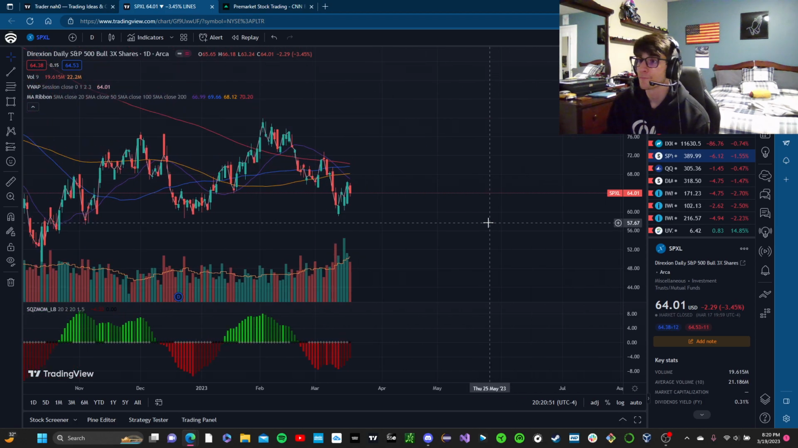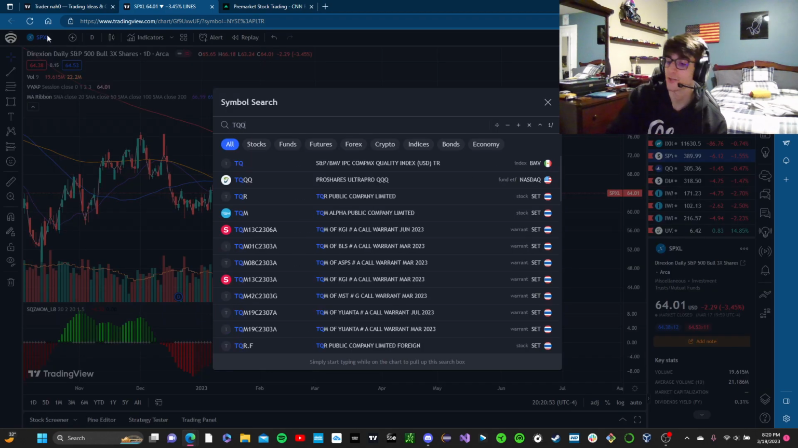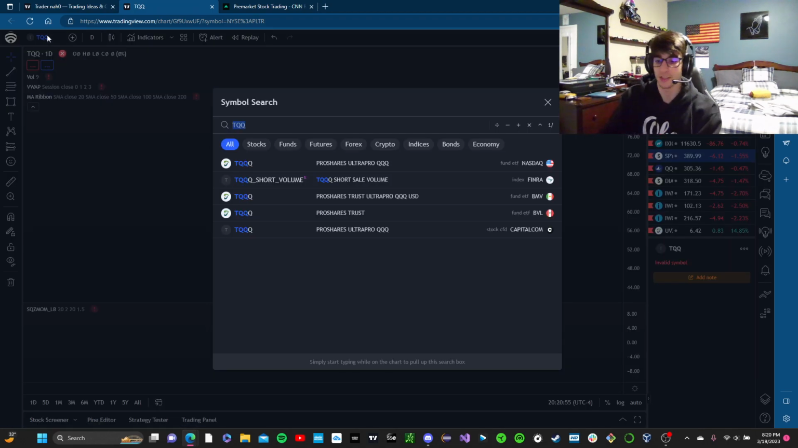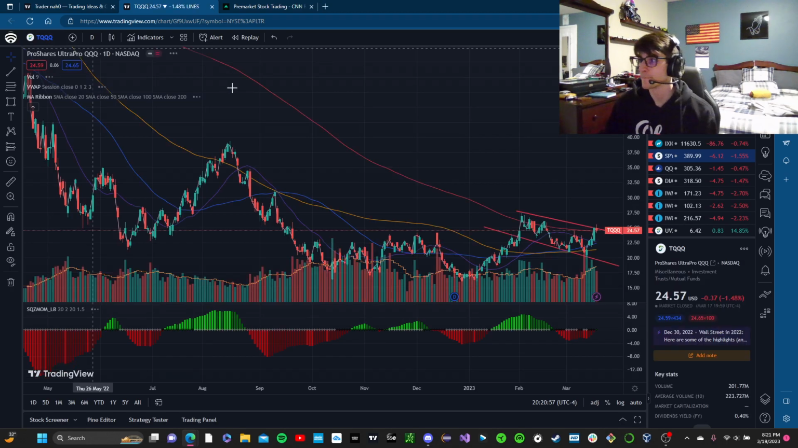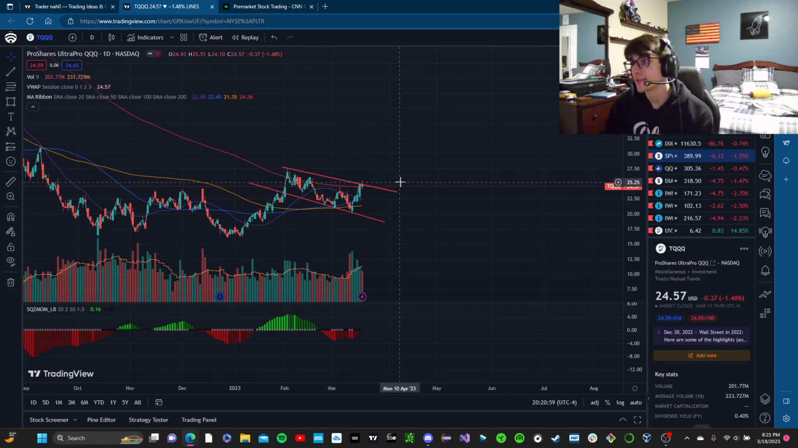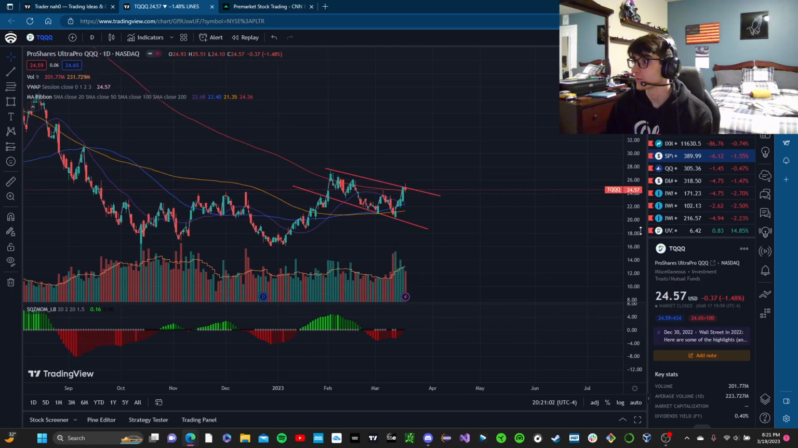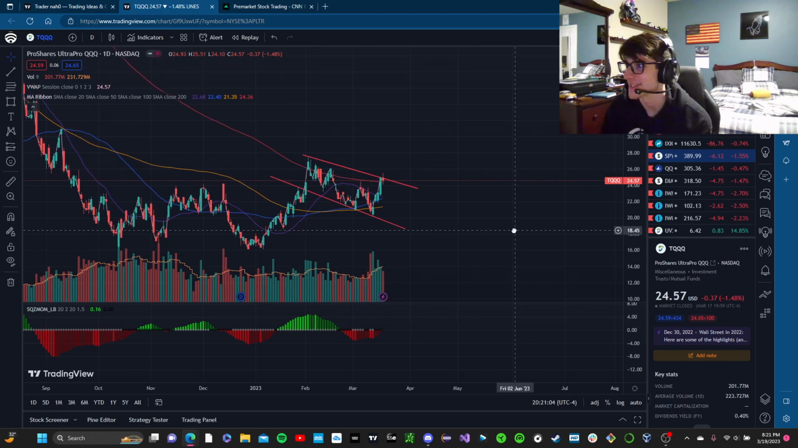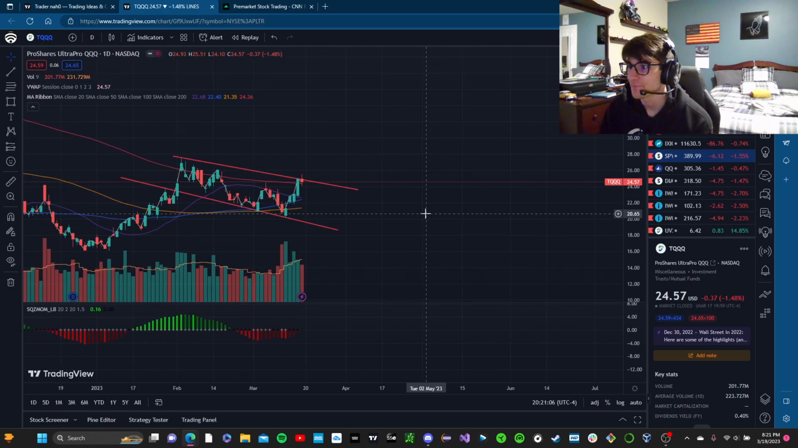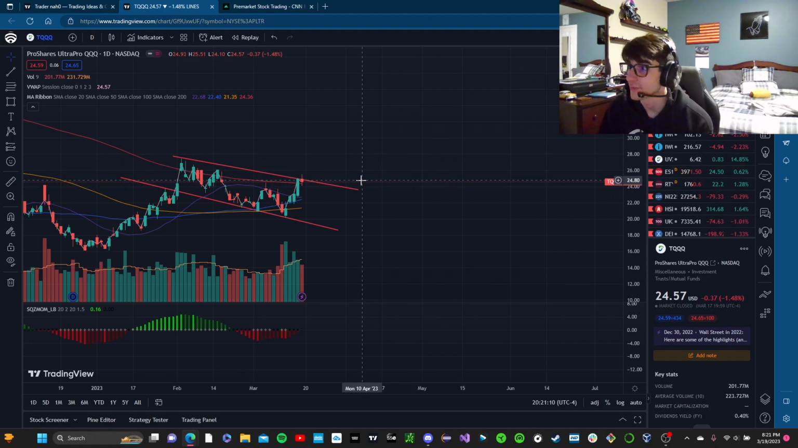TQQQ is the other one that you could watch. I day traded this one. We can see it's in that bull flag. This is actually a great one to look at. I should have brought up the NASDAQ. Who cares about the SPY? But I like the NASDAQ here, honestly. Let me see what it looked like on the futures because we got that 200 day for confirmation.